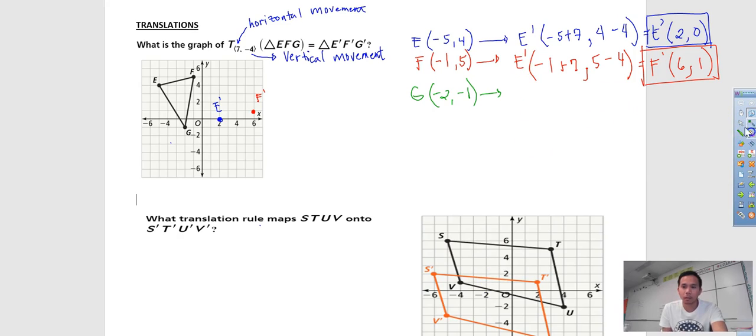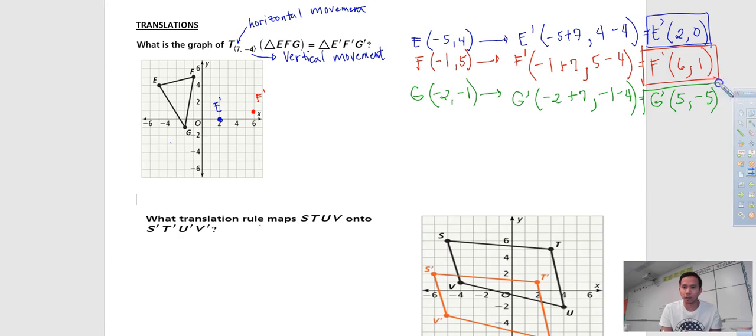Just erase this one. This is F prime. Sorry about this. All right, so your G prime would give us negative 2 plus 7, and we have negative 1 minus 4, which will give us the G prime. Negative 2 plus 7 is positive 5, and we have negative 5 on your negative 1 minus 4.